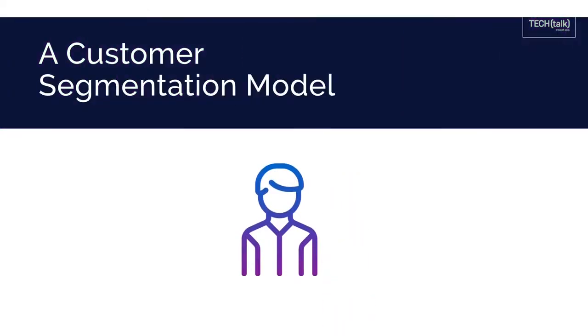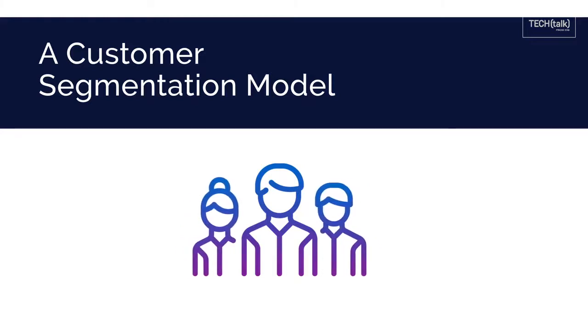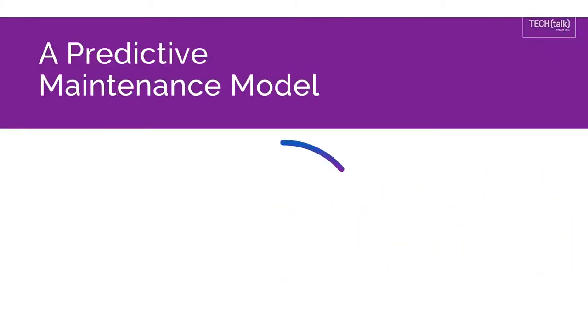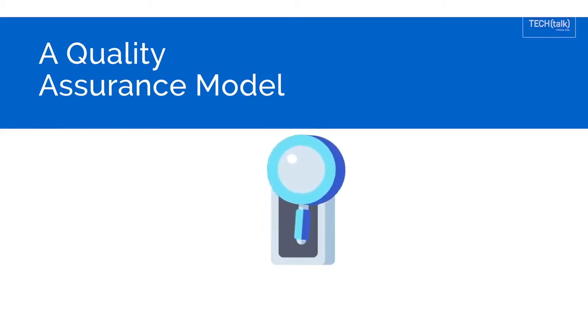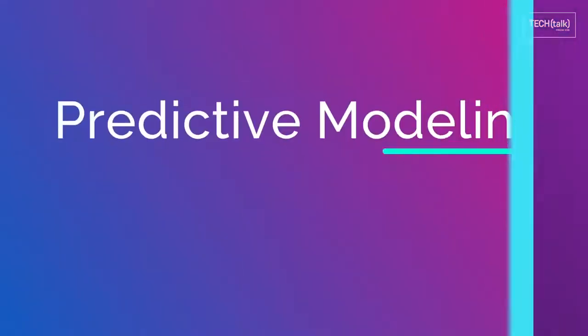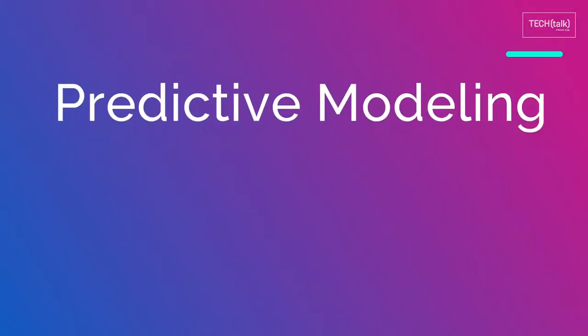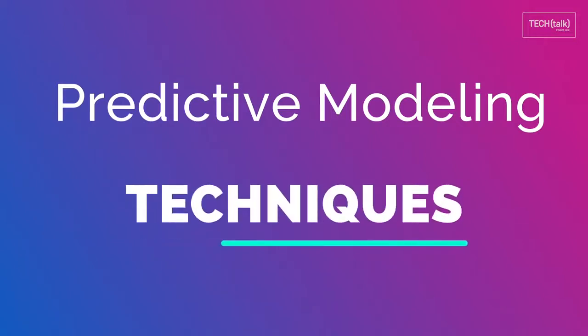A customer segmentation model groups customers based on similar characteristics and purchasing behaviors. A predictive maintenance model forecasts the chances of essential equipment breaking down. A quality assurance model spots and prevents defects in products and services. Model users have access to an almost endless range of predictive modeling techniques.